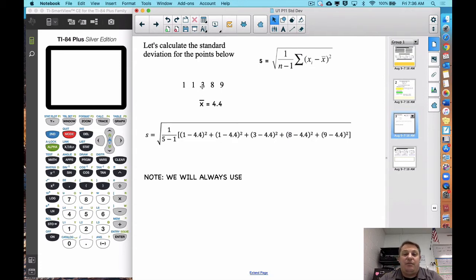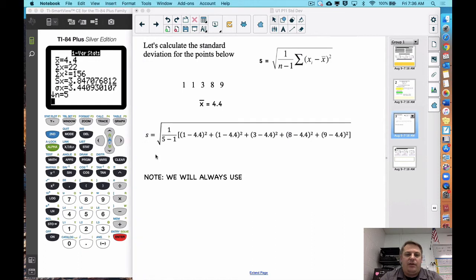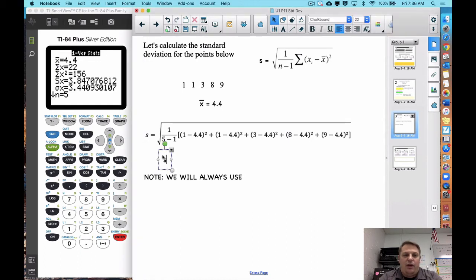But that's with only 5 numbers. If you've got a list of 20 numbers, gross. So what we're going to do is put those numbers in a list, and that same one var stats we used before is going to spit out our standard deviation. Here's where we need to be really, really careful. You are always going to use Sx when you do one var stats.